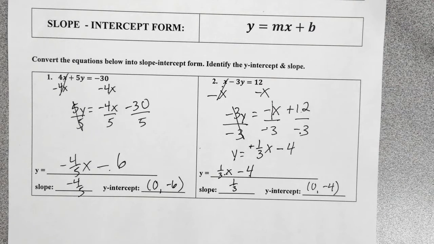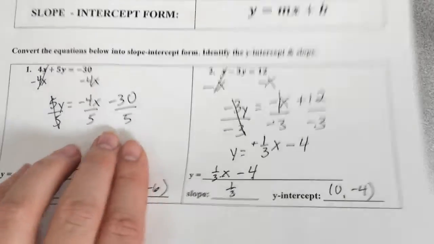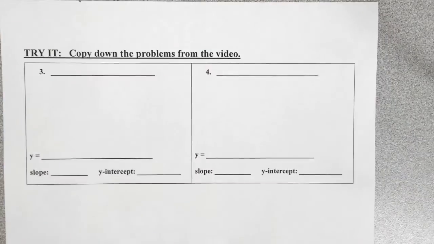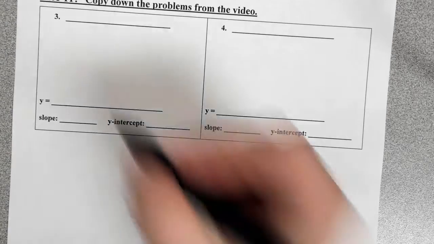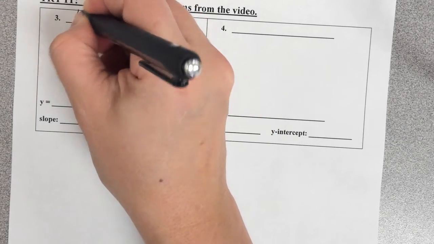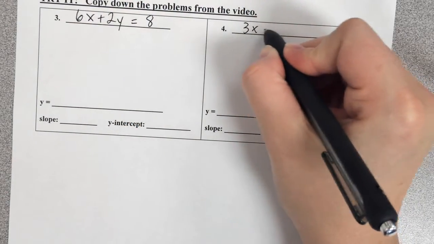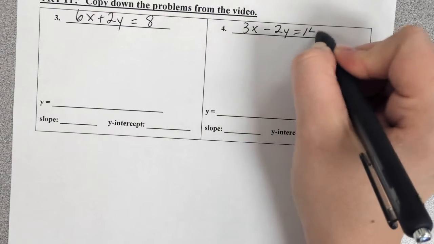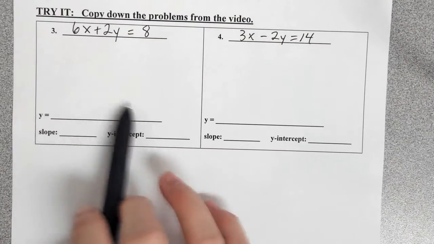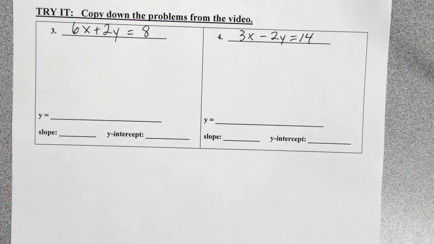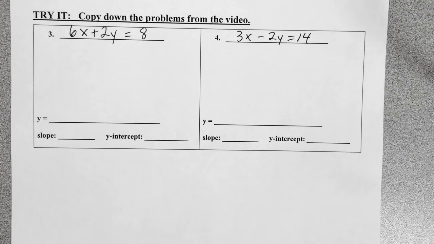All right, now it's your turn to try 2 problems. So flip your notes over to the back. There's 2 boxes on the back page, and copy down these problems. The first problem is 6x plus 2y equals 8. And then 3x minus 2y equals 14. Try those 2, solving for y, and then identifying slope and y-intercept. Good luck!